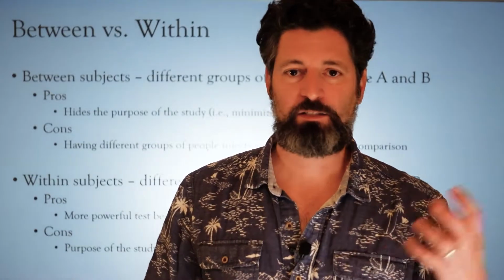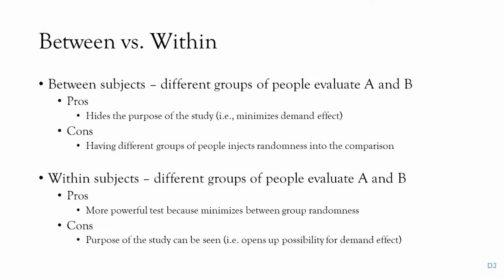So that's a strength of within subjects. The strength of between subjects is that they're sneaky. Because I only see orange soda, I may not know that I'm comparing 5 different types of orange soda, or that I'm comparing orange soda versus cola versus this other type of beverage, whatever.